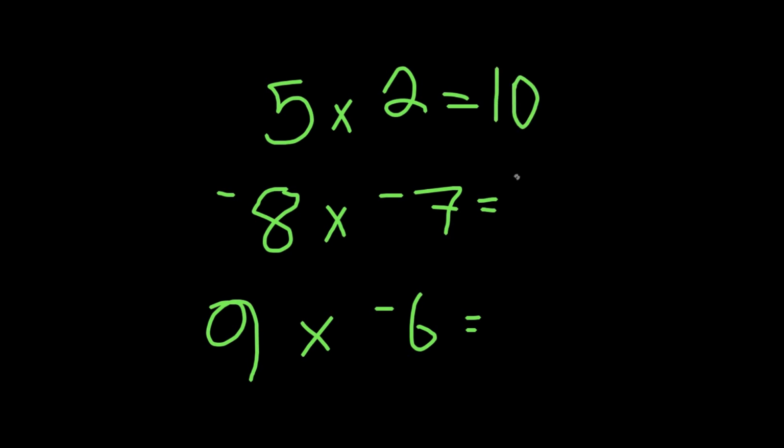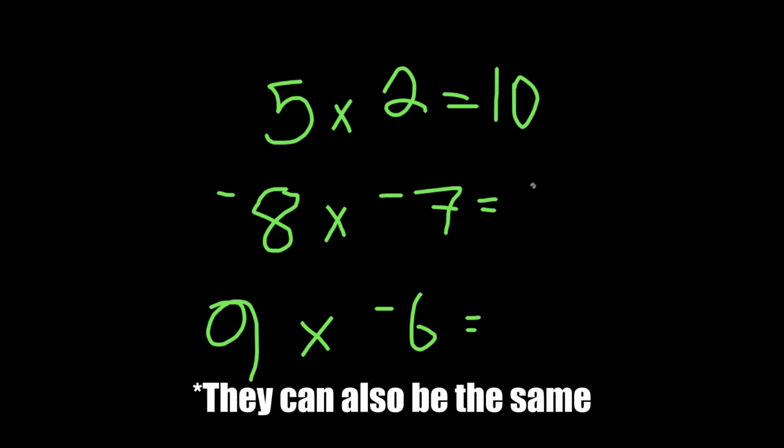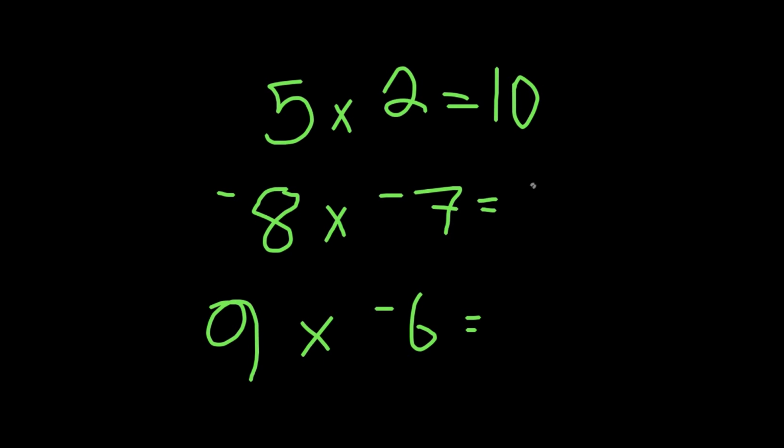The next problem is negative 8 times negative 7. Whenever we multiply two numbers and both of them have the same sign, the result will be positive. So 8 times 7 is 56, so negative 8 times negative 7 will be 56.